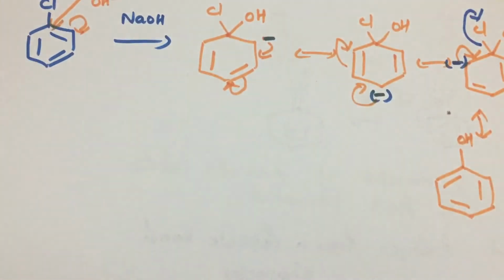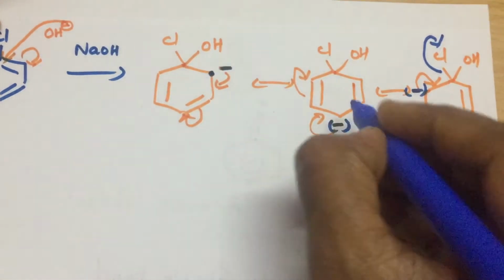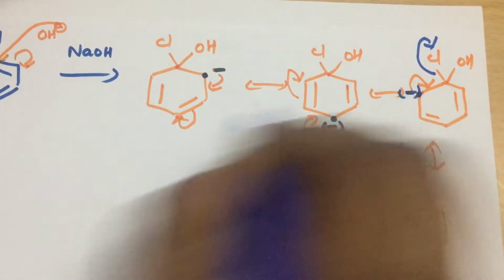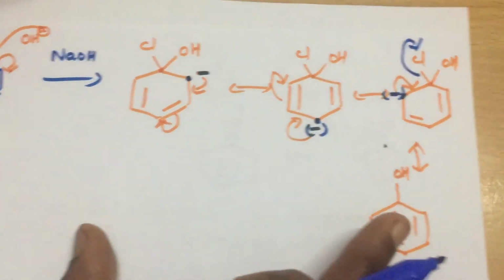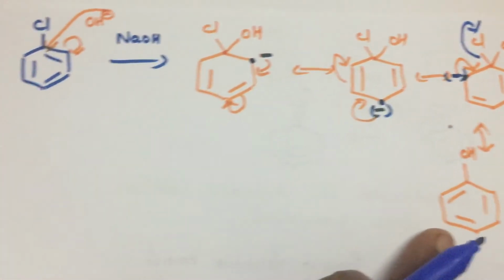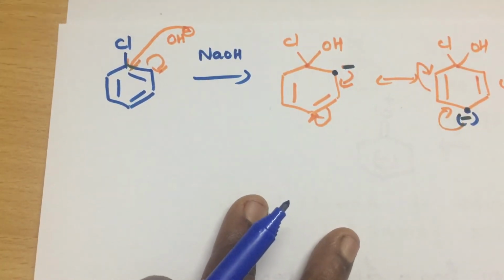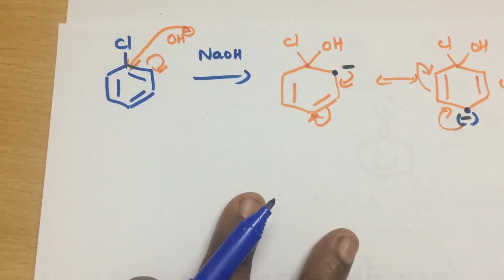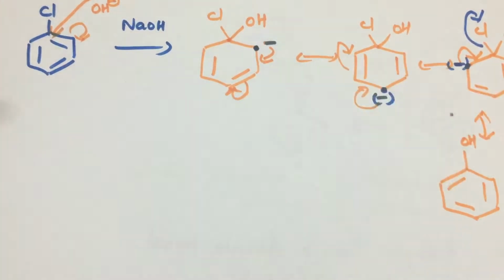So observe closely. In all these positions, see your ortho, and here your para, and here another ortho. There is a surplus of electron density. So in a reaction, in a mechanism, when something is increasing, we have to balance it. So what kind of groups will favor this mechanism? There is a surplus of electron density.